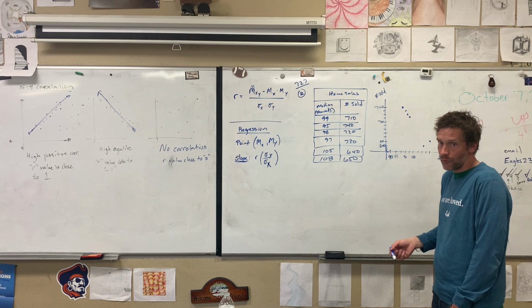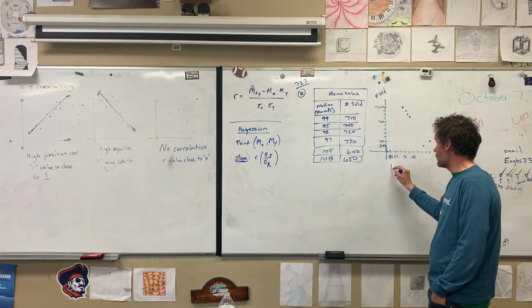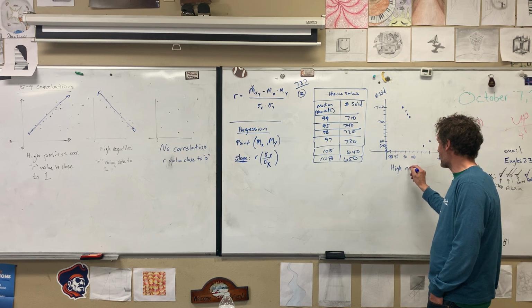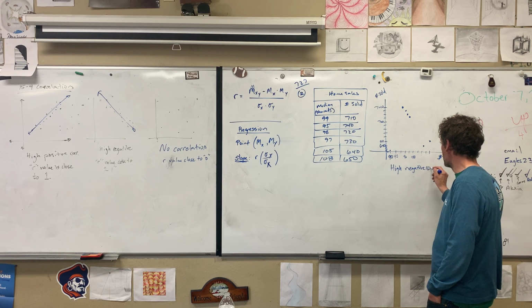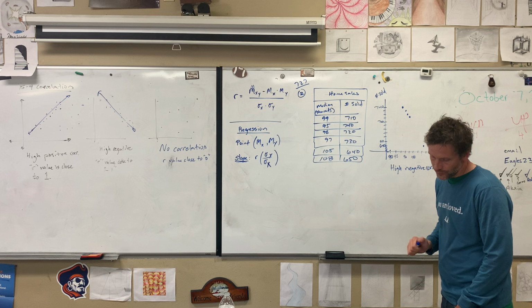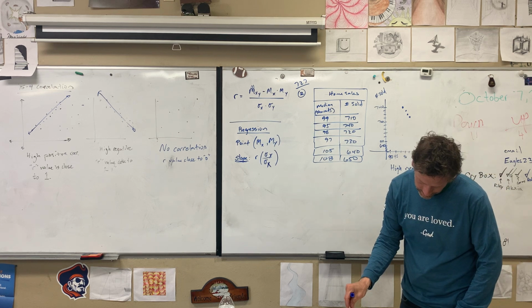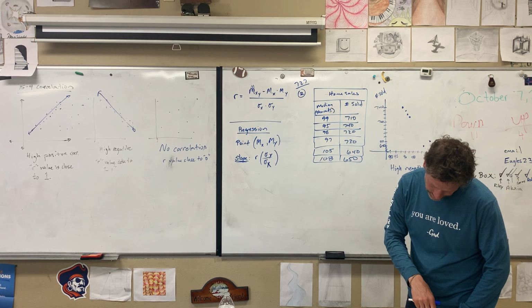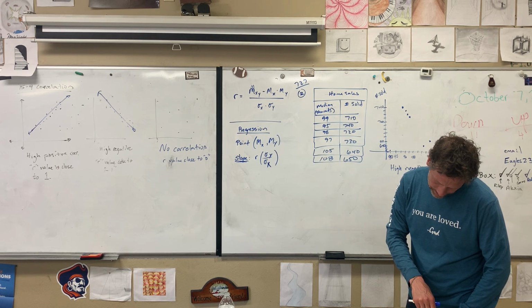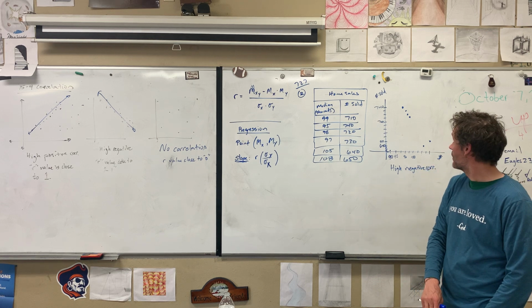R would probably be close to negative one. So you'd say high negative correlation. High negative correlation. Make sense on those? Okay. Let's go to number six.